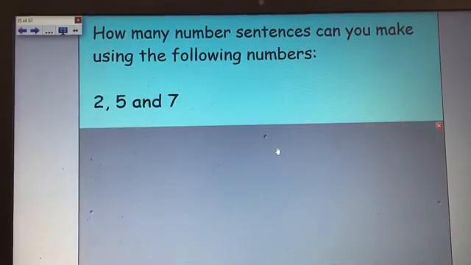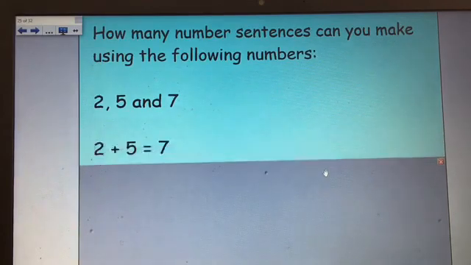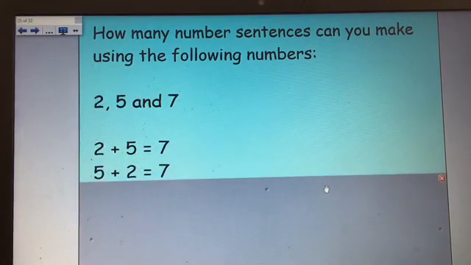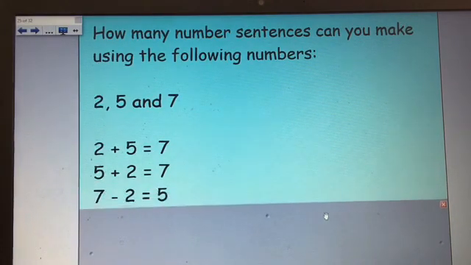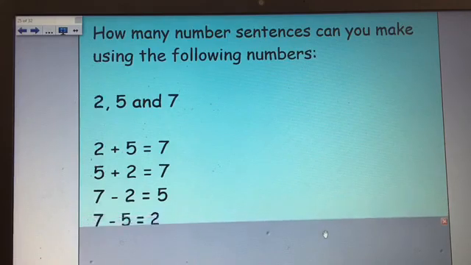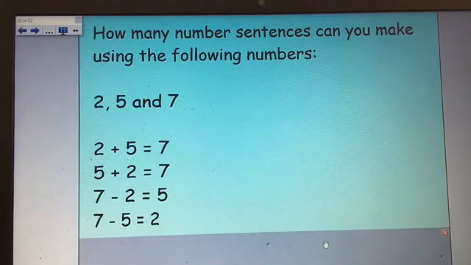So we are going to start off nice and simple, but I'm hoping it might demonstrate something for you. Very quick task. How many number sentences can you make using the following numbers? So press pause to do this on your own. If not, I'm going to show you. So hopefully you found 4 different ways. 2 plus 5 equals 7. 5 plus 2 equals 7. 7 subtract 2 equals 5. And 7 subtract 5 equals 2.